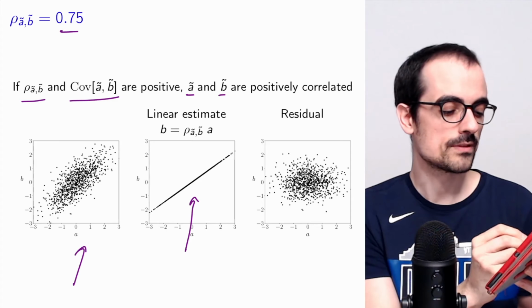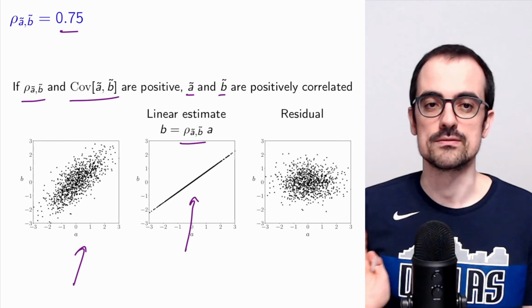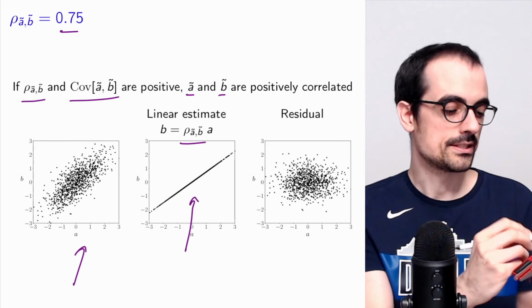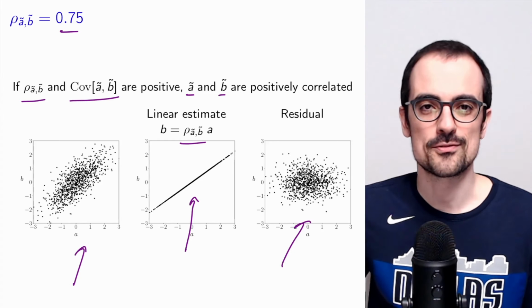In this case, the slope of the line is equal to the correlation coefficient because these two random variables have zero mean and unit variance. The residual is obtained by subtracting the linear estimate from the samples.